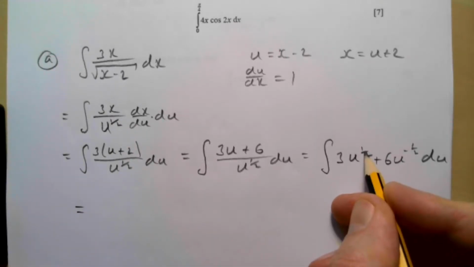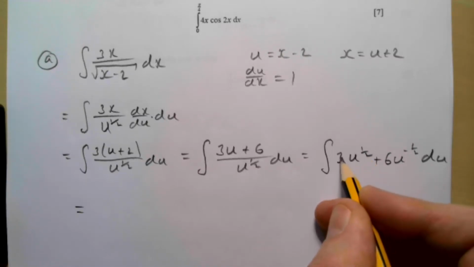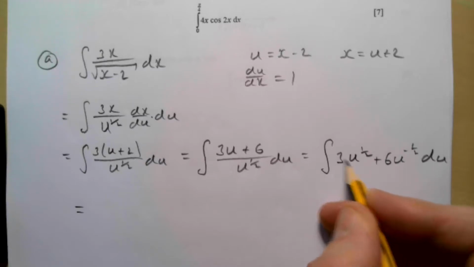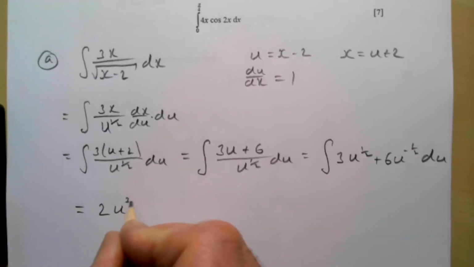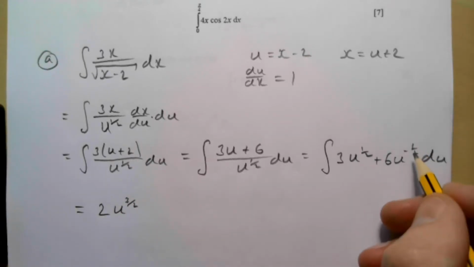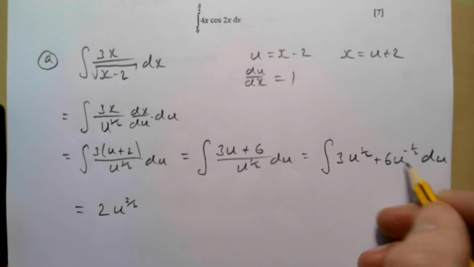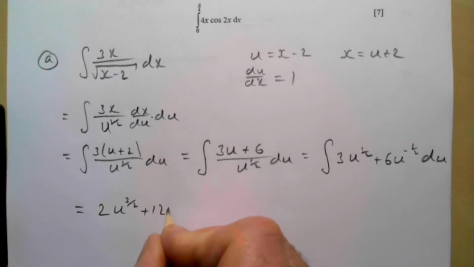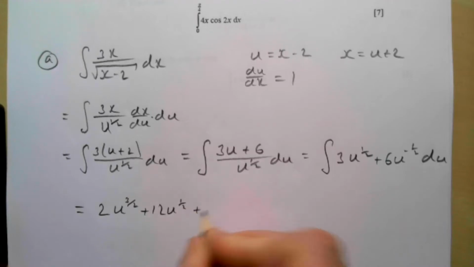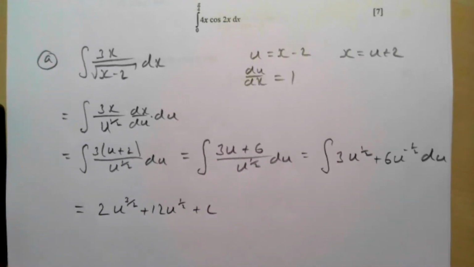Add 1 to the power gives me 3 over 2. Divide by the new power. 3 divided by 3 over 2 is 3 divided by 1.5, so it goes in 2 times. So it's 2u to the 3 over 2. Add 1 to the power gives me a half. 6 divided by a half then is 12. 12u to the power of a half plus c.